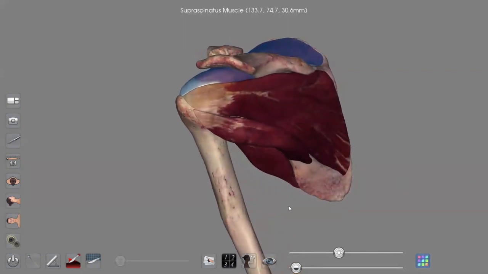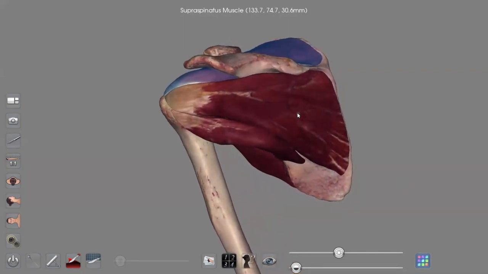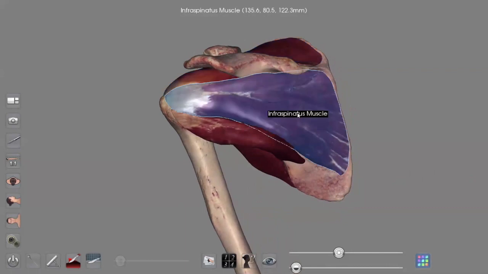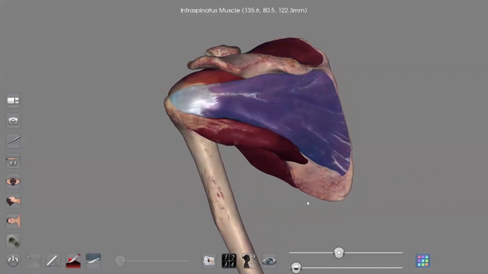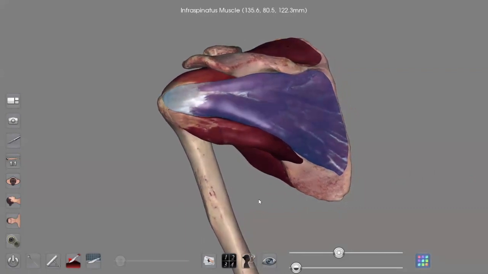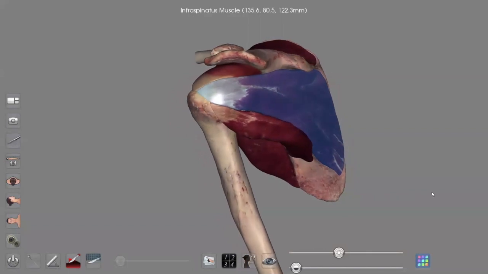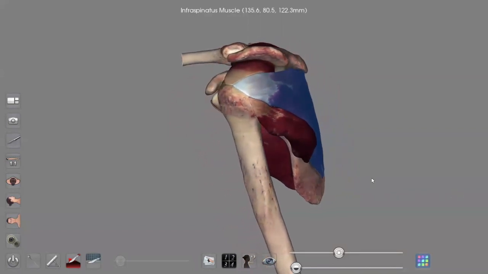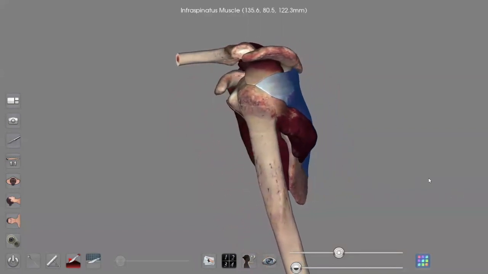Inferior to the spine of the scapula, we find the second posterior cuff muscle. This is the infraspinatus muscle. The infraspinatus has an origin on the infraspinous fossa of the scapula. And as you can see, it inserts onto the greater tubercle or tuberosity of the humerus.